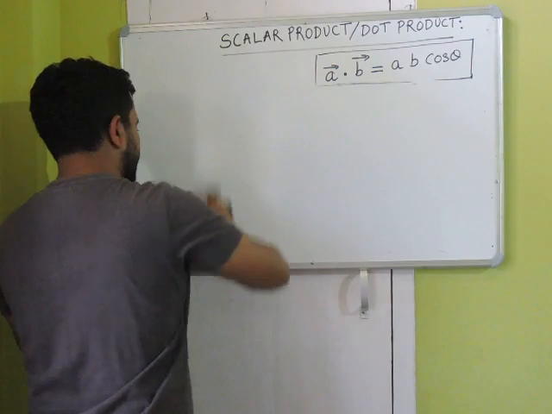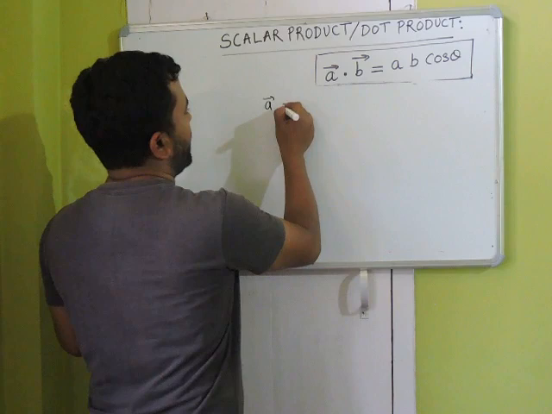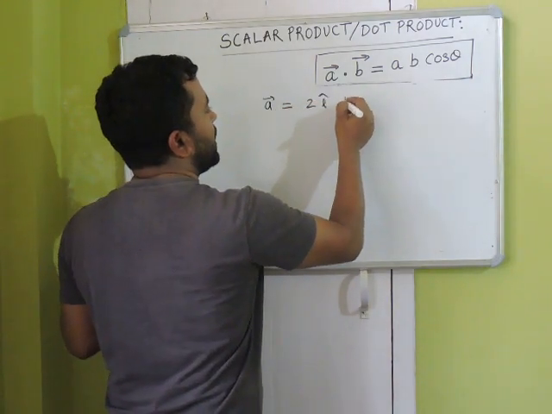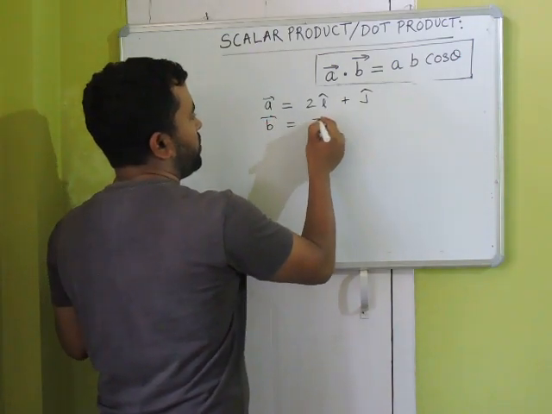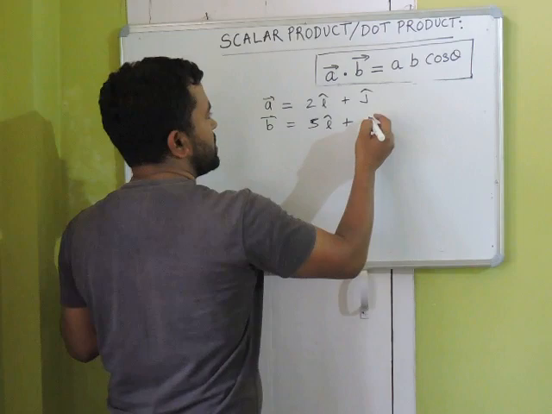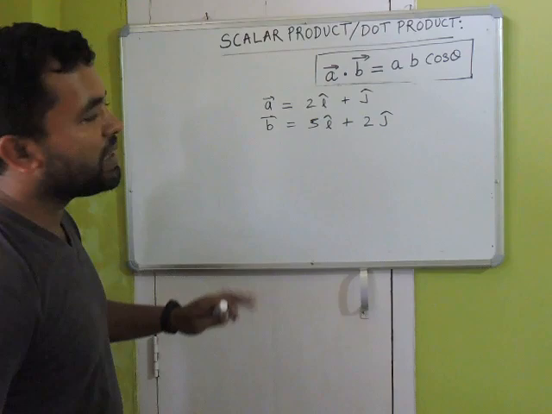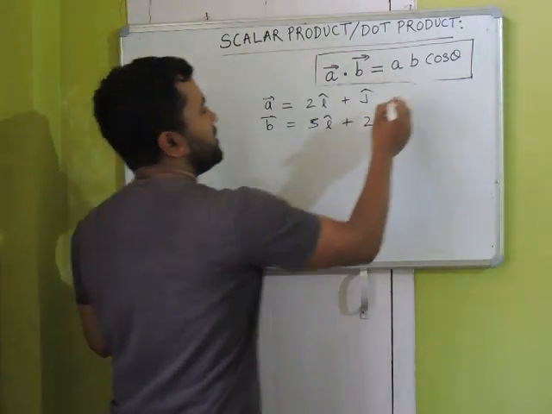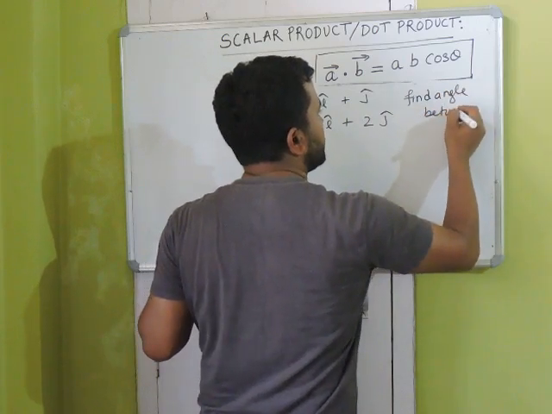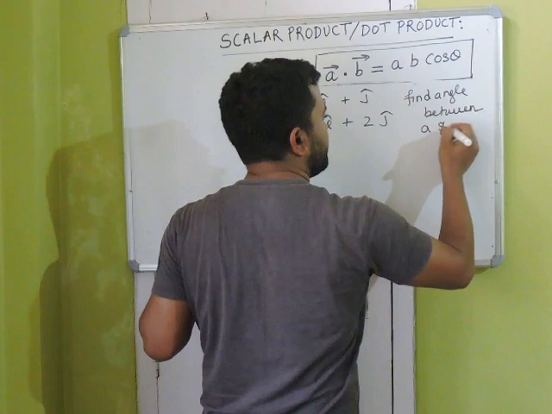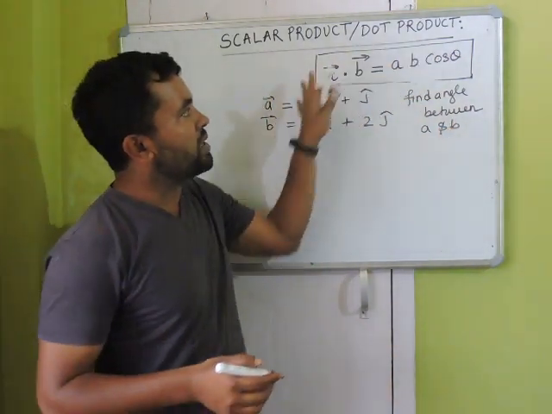Now in the next question, let us say you have been given two vectors, A vector to be 2i plus j cap, and B vector is given to be 5i plus 2j cap. Okay, two dimensional vector. If the question is find the angle between them, fine. Now we can use this concept.